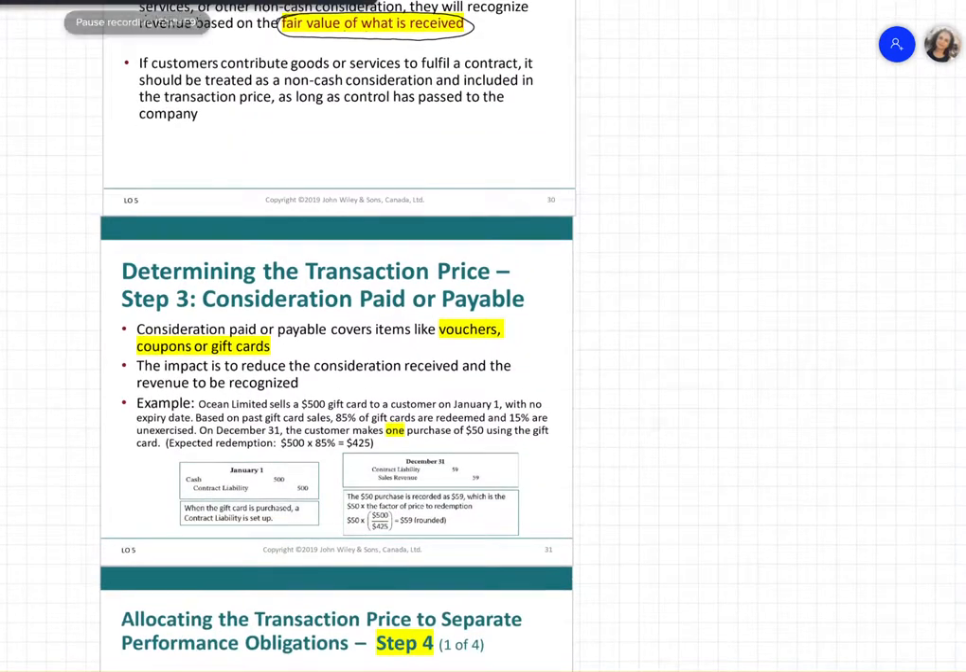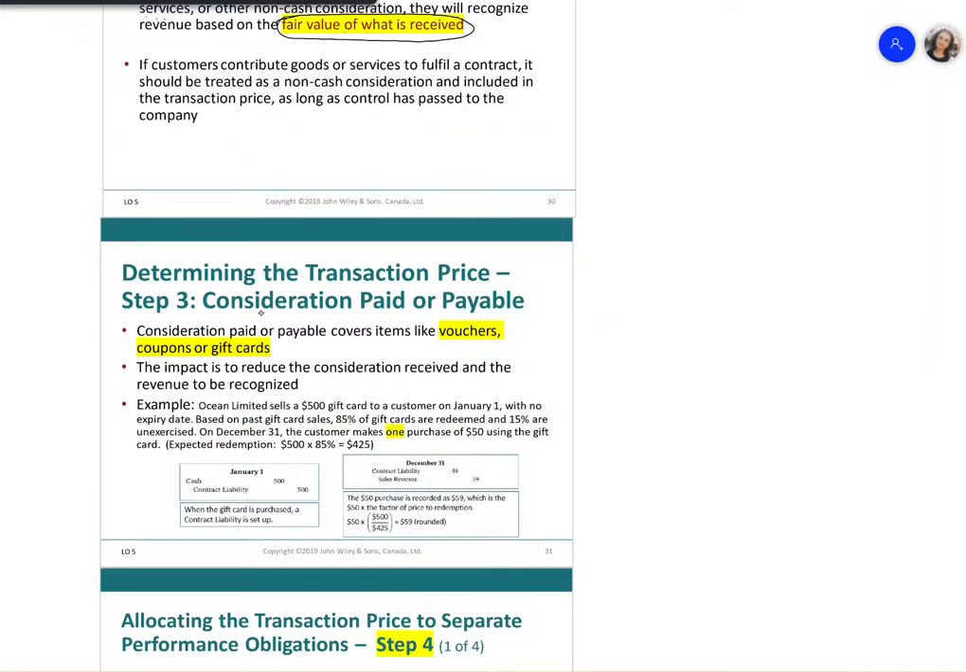Going forward, the next one is consideration paid or payable. Consideration paid or payable covers items like vouchers, coupons, or gift cards. Christmas has just gone by, so gift cards are a good example to use. Sometimes we're given a consideration in a gift card. Whenever that happens, how do you record your contract liability?